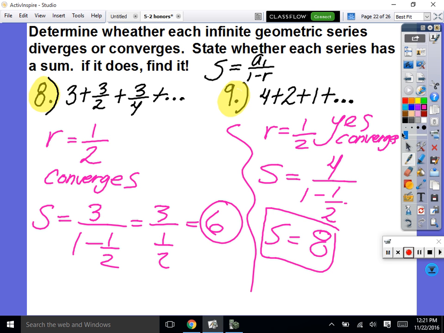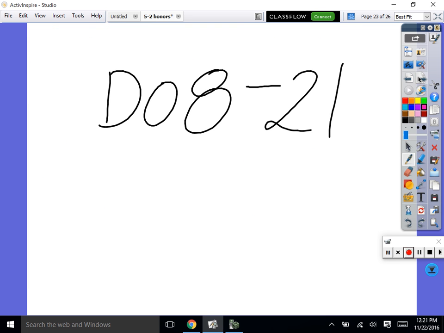Converges just means our sum is going towards 8. We're getting closer and closer to 8. You know what I mean? If it diverges, if it has no sum, then that's considered diverging.